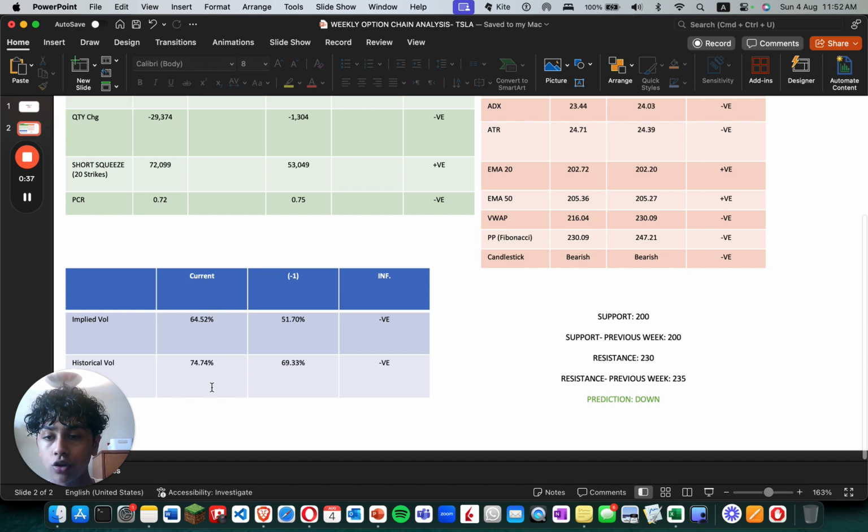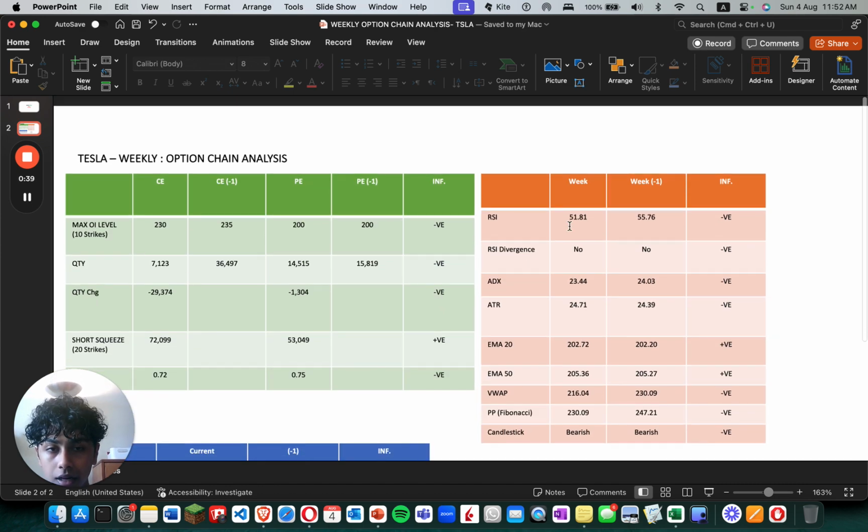Implied and historical volatility are both higher, so that's two negatives. RSI is lower, that's negative. Divergence doesn't exist, that's negative now, because we are now in correction territory. ADX is lower, that's negative. ATR is higher, that's negative.